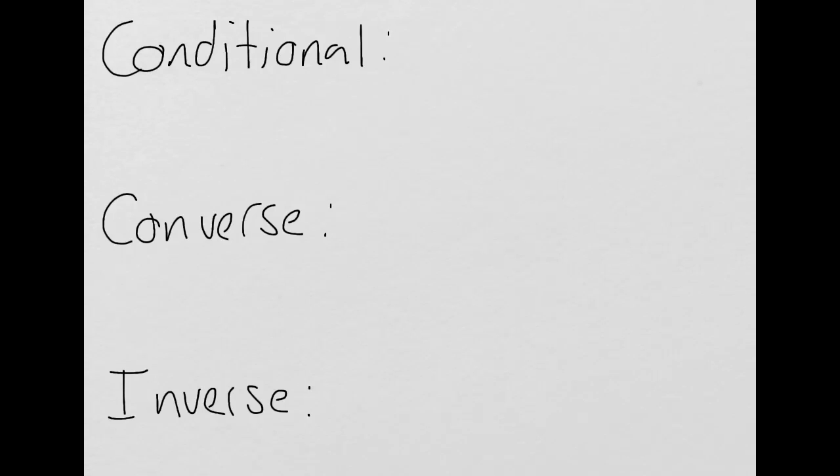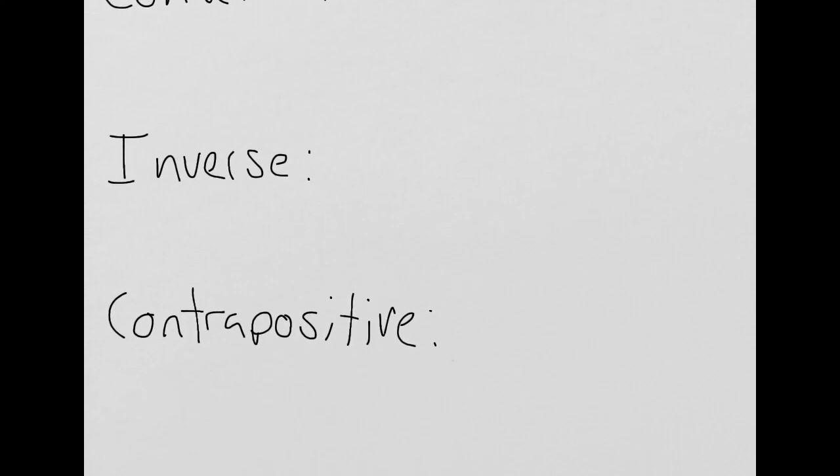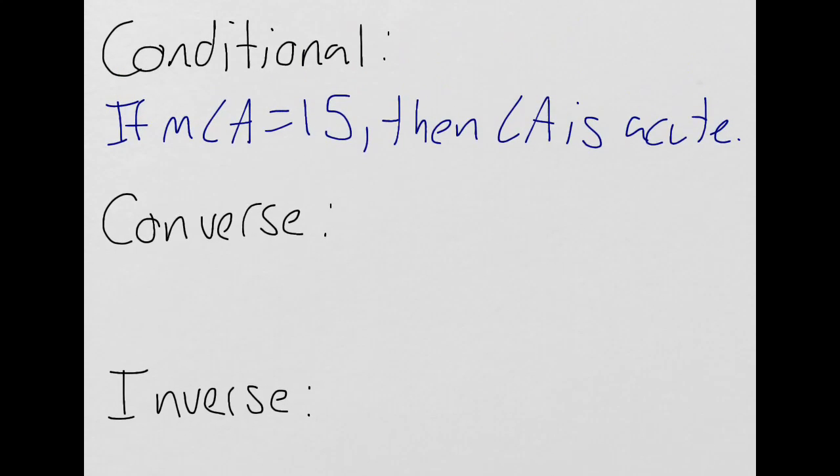Okay, so now using the information that we've learned, we're going to try to write some related conditional statements. This is going to be the part that you put in your notes. If I give you the conditional statement, if the measure of angle A equals 15, then angle A is acute, your job right now is to copy this statement down into your notes, and then write out the converse, the inverse, and the contrapositive. Go ahead and pause the video and work on that.